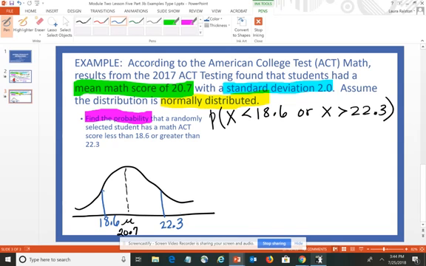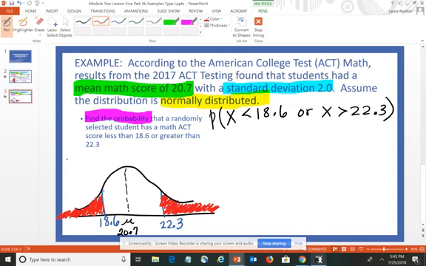Now, remember, to be less than 18.6 means I'm going to be out here to the left. When you're out here on the end, we call that a tail. To be greater than 22.3, you're going to be on the right-hand side on the end, which again is called the tail. So we call this problem the tails because we're really looking for the value of the tails. But to simplify the calculations, let's think about this for a minute.